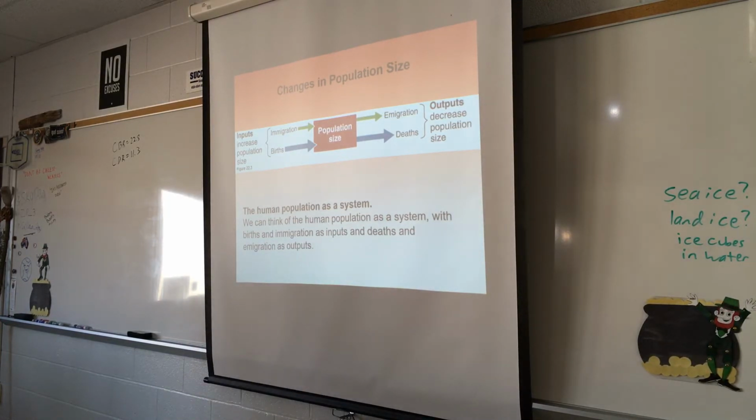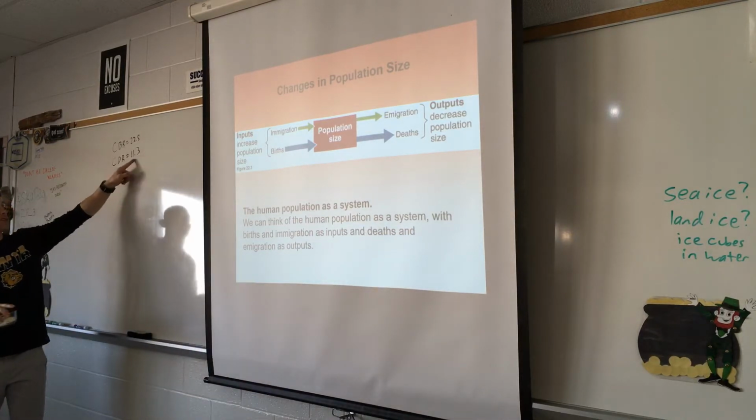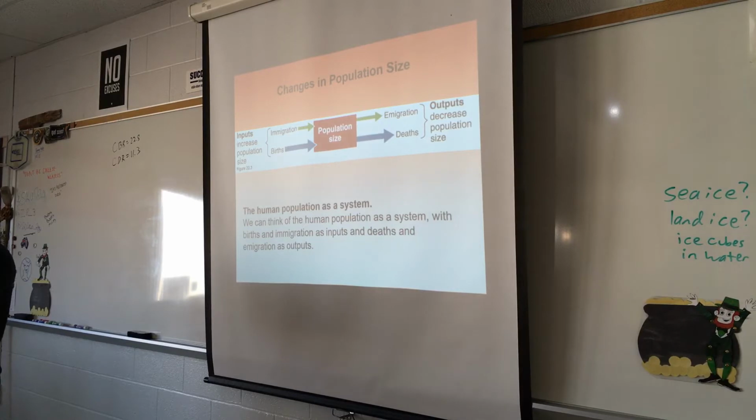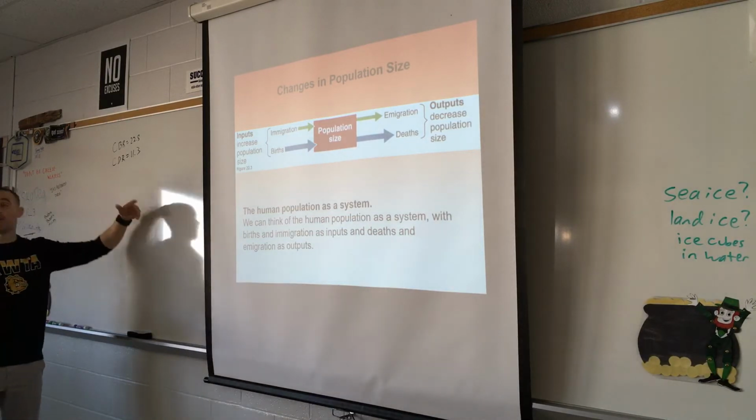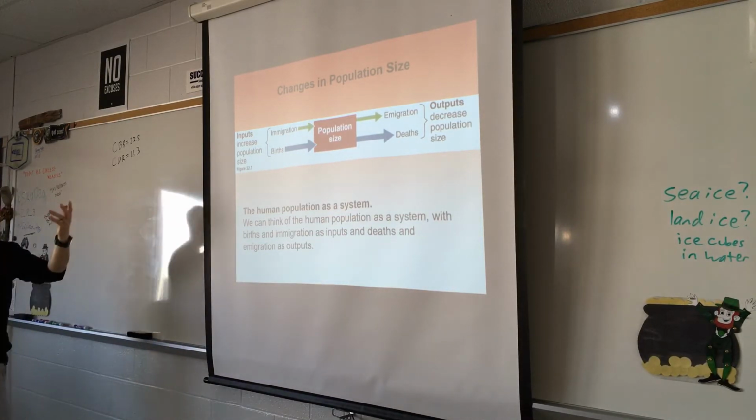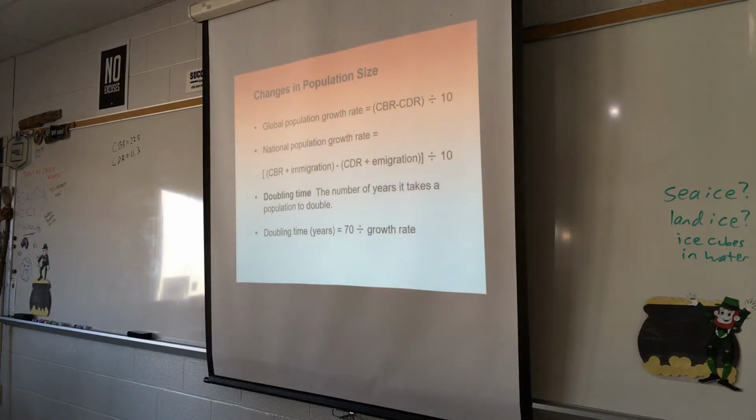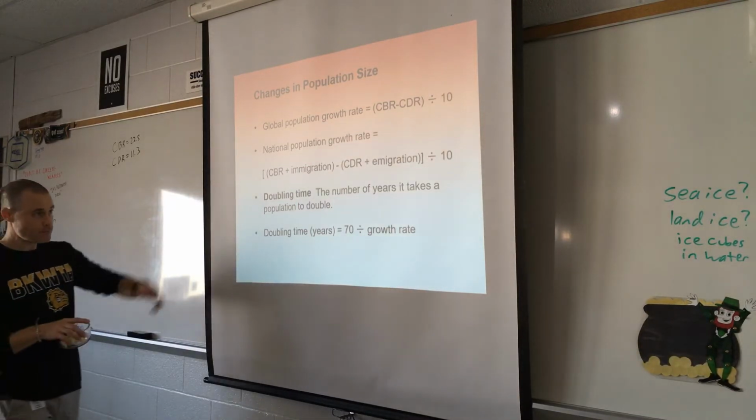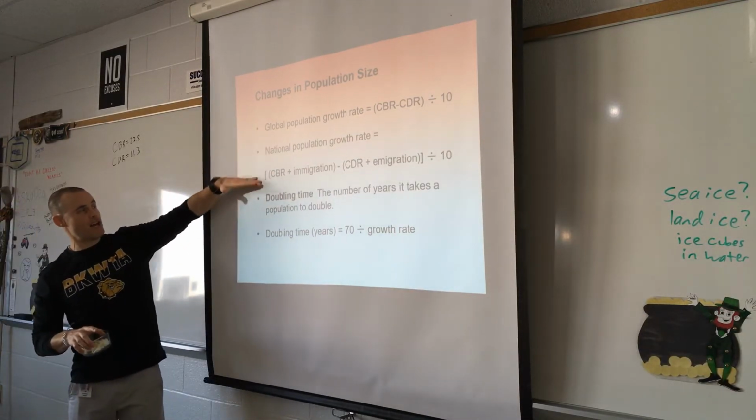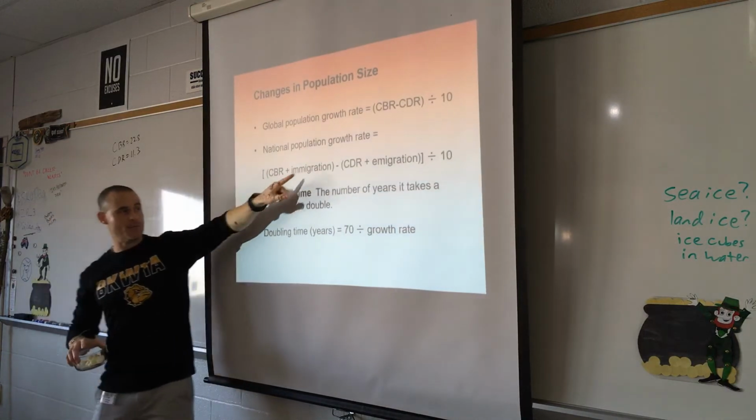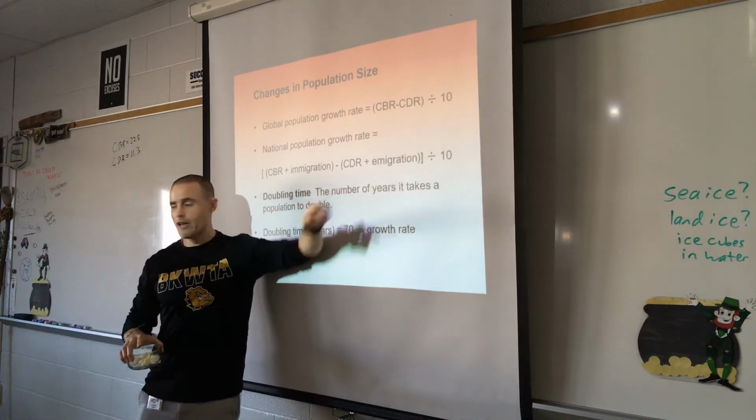1.15%. 1.15, right. 22.8 minus 11.3 divided by 10, or you could do 22.8 minus 11.3 divided by 1,000 times 100, which is the same thing as divided by 10. Questions on that? Okay, next. Doubling time. So, you don't have to write this down, we just did. Alright? I didn't put immigration and emigration in there.